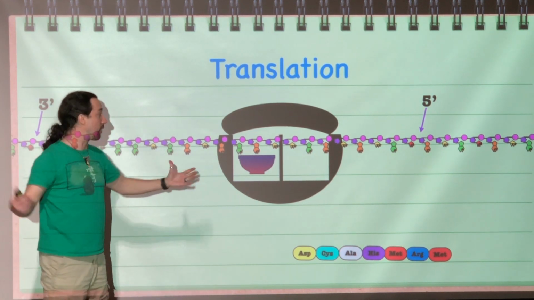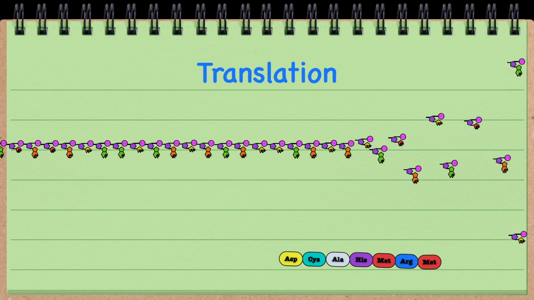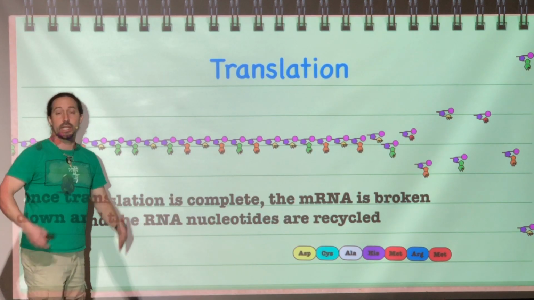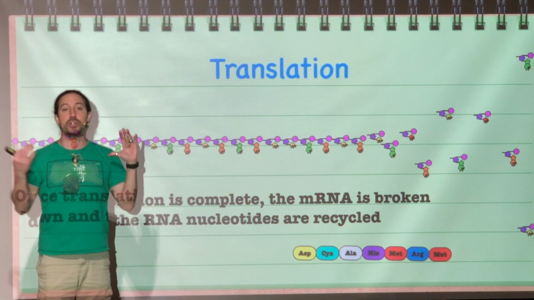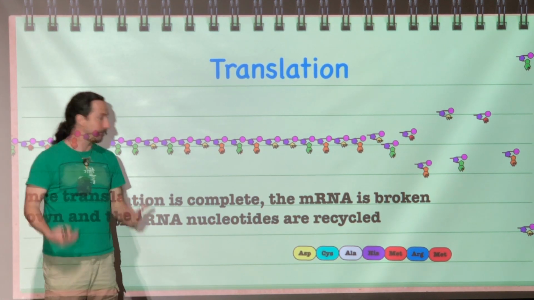This will then cause our ribosome to break down, and then our mRNA strand will also be broken down because it is no longer needed. And all of those nucleotides will end up being recycled. They will go back into the nucleus to be used in transcription again.